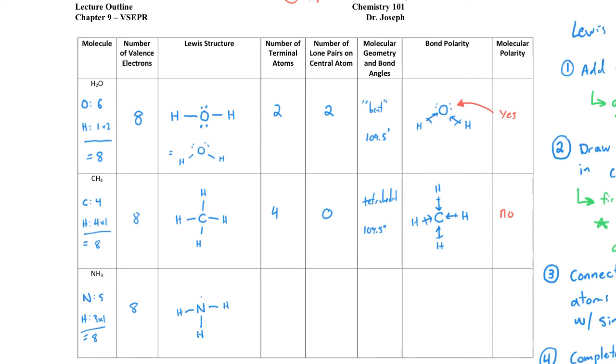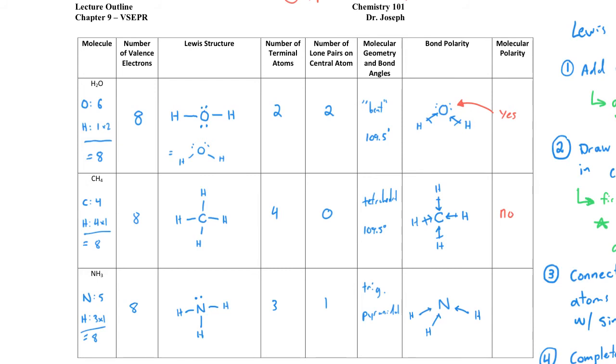We can't place them on the terminal hydrogen, so we have to place them on the central atom, which is nitrogen. So we get 3-1 here, which is a trigonal pyramid. And the bond polarities show that nitrogen is more electronegative than hydrogen. So we draw our arrows from hydrogen to nitrogen in each case.